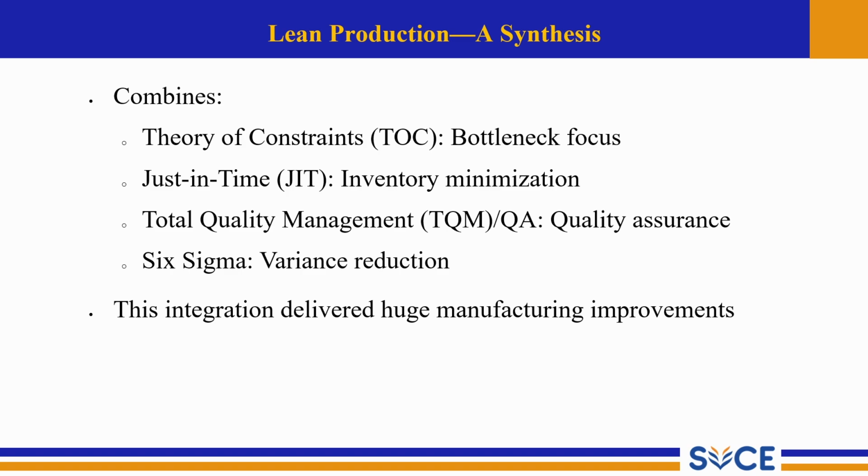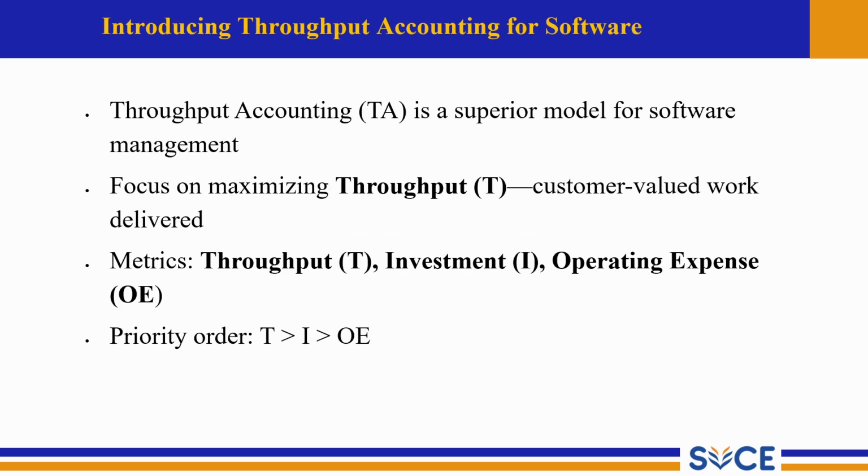In simple terms, we only work on what is needed when it is needed. And the next one is TQM, total quality management, and Six Sigma, that is, they reduce defects and variation so products remain consistent and reliable. And in the next slide we will see introducing throughput accounting for software.